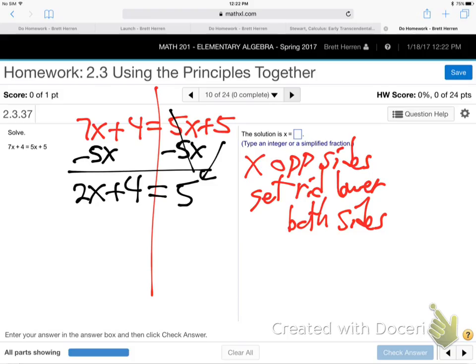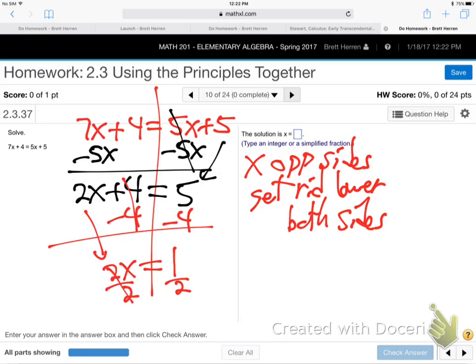Now x is saying, I want to be alone. So we say, okay, subtract the 4. 2x is 1. Last step? Divide. Last step is to divide by 2. Boom, x is a half. Last step's always divide, huh? And there we go. Just leave it like that. Questions on that one?